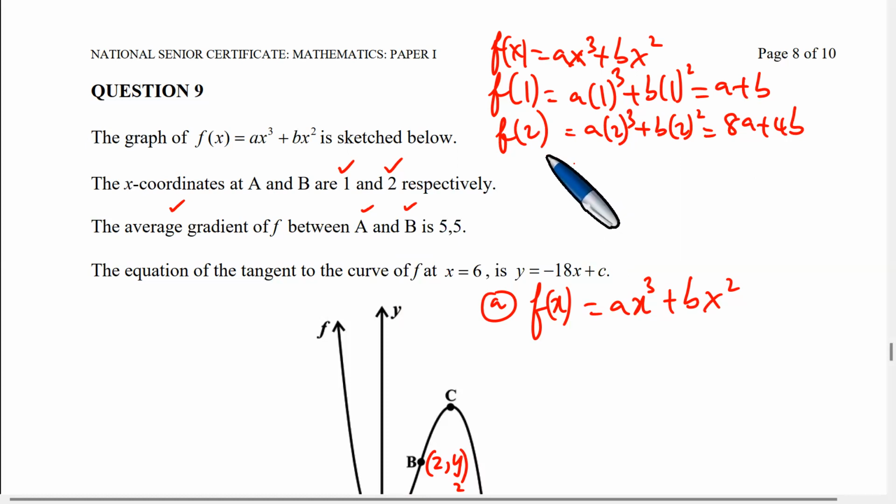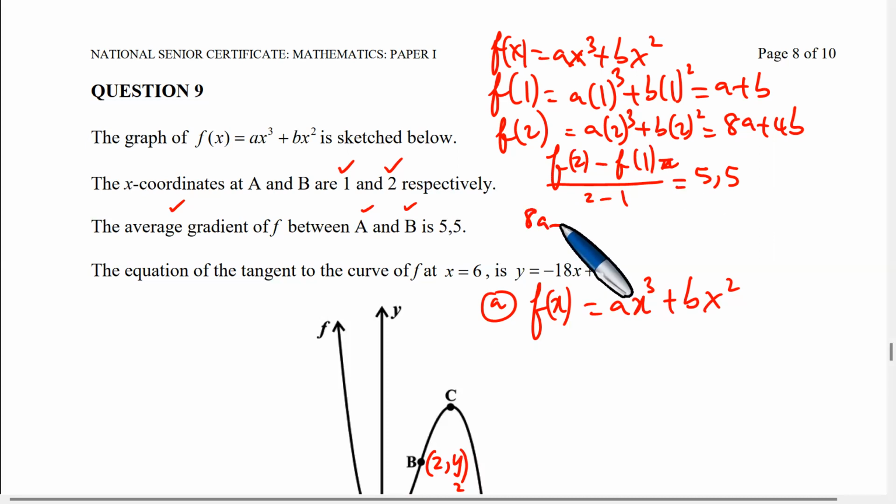Average gradient means that you have f of 2 minus f of 1, divided by 2 minus 1, and the answer is 5,5. This tells us that the average gradient between A and B is 5,5. Now what do we do? What is f of 2? It is 8a plus 4b, minus f of 1, which is a plus b, over 2 minus 1, and this is 5,5.